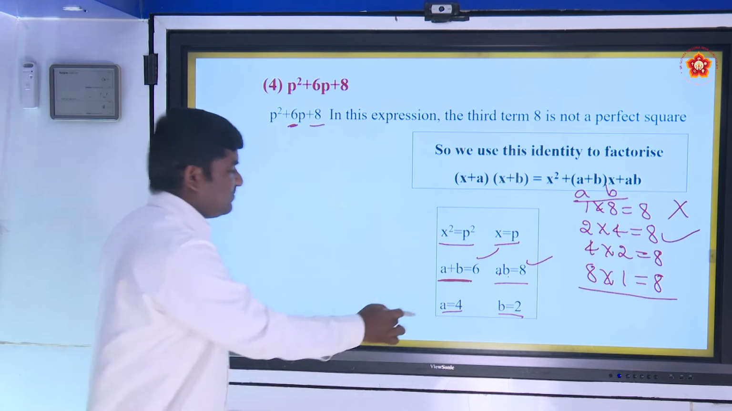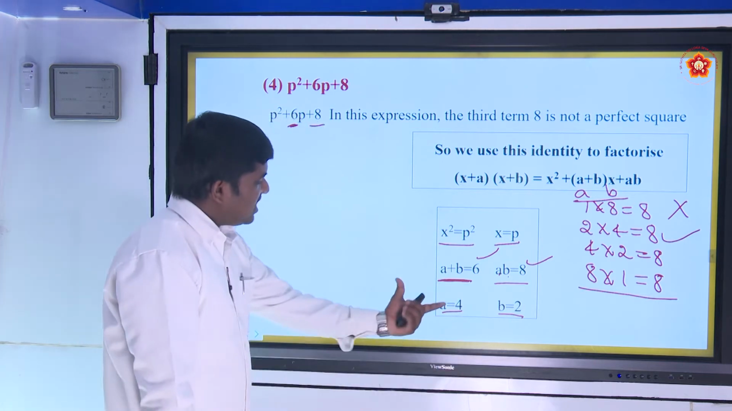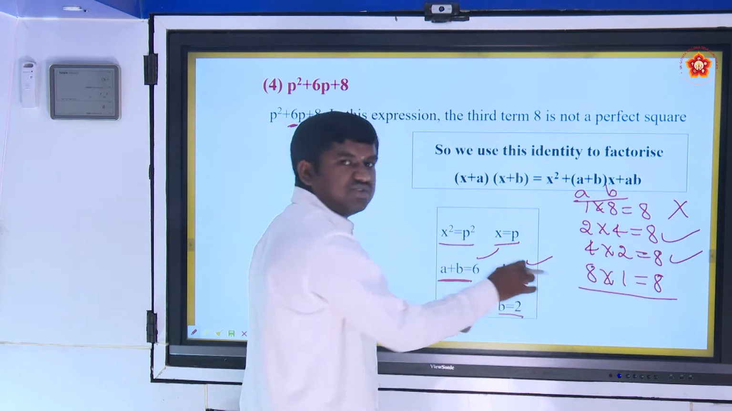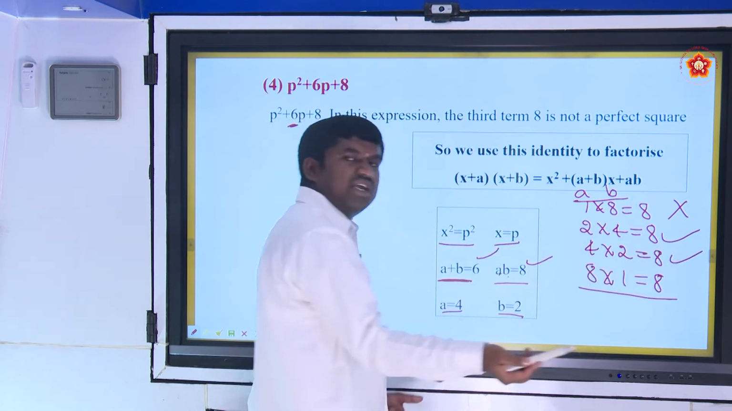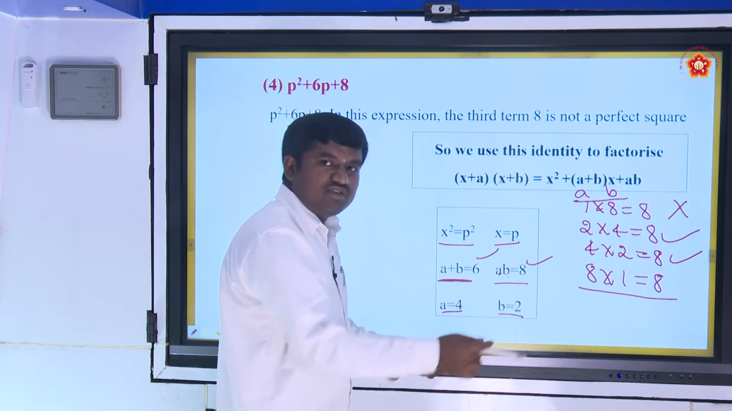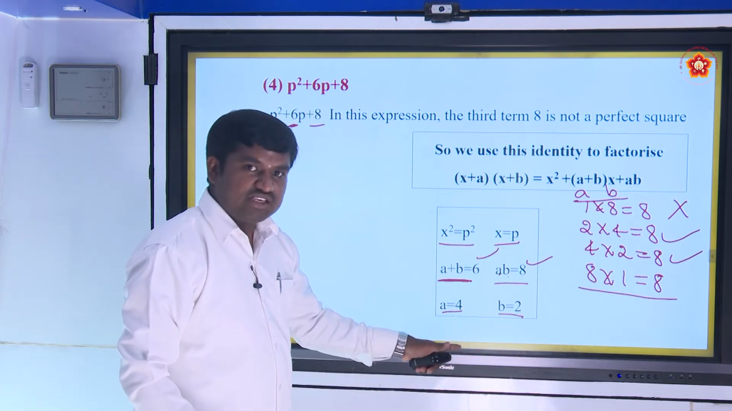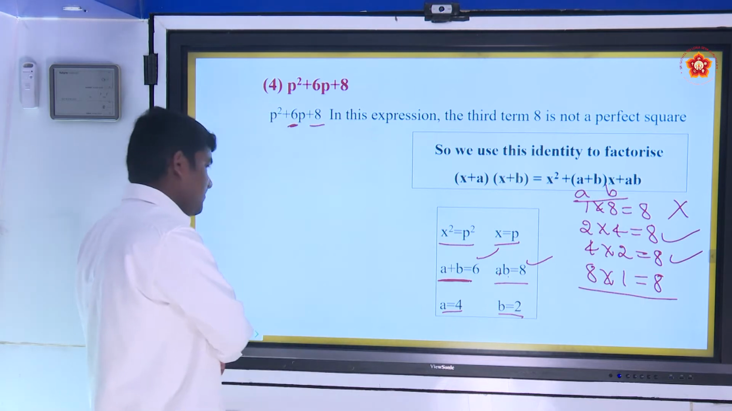So a is 4 and b is 2, or you can alter, no problem. This is also applicable: 4 plus 2 is 6, 4 times 2 is 8. You can alter, no problem. a is equal to 2 and b is equal to 4, you can alter like that. Okay, that is also correct.